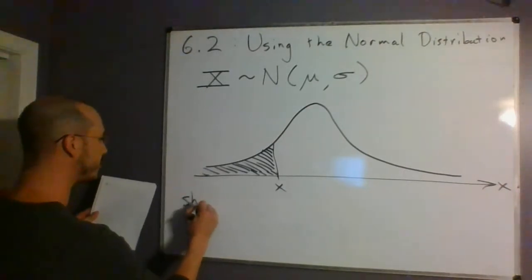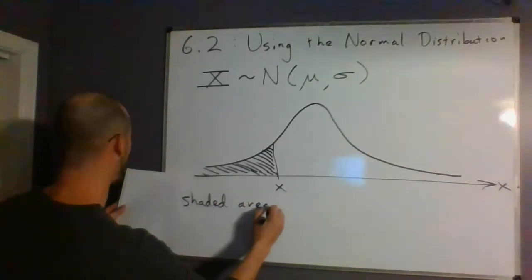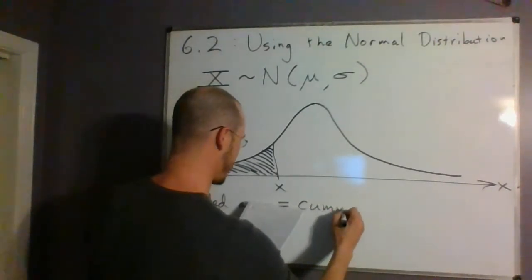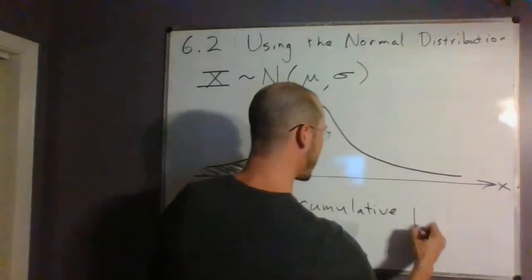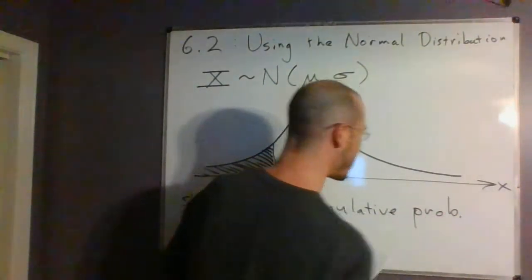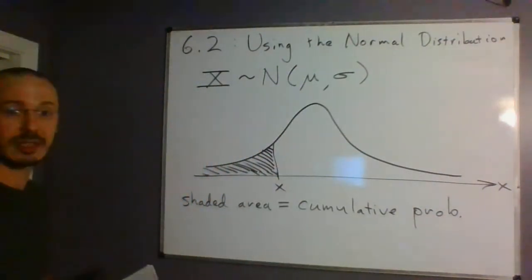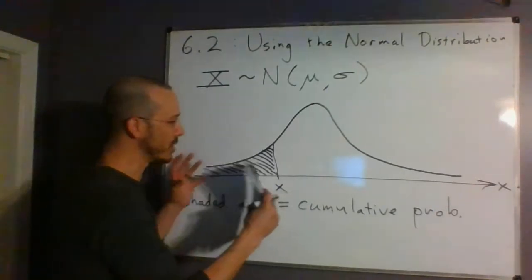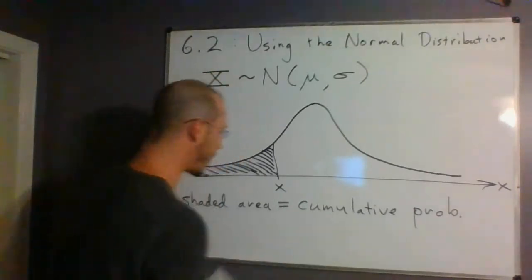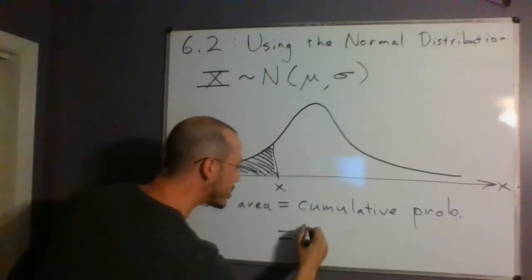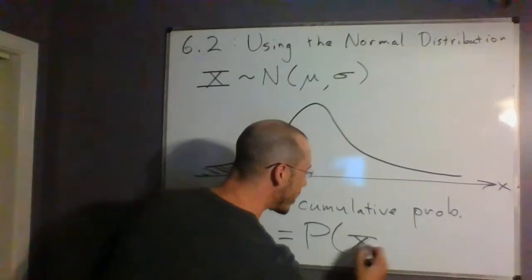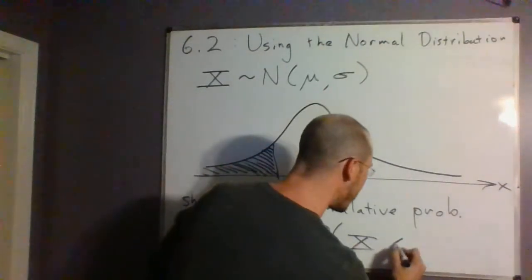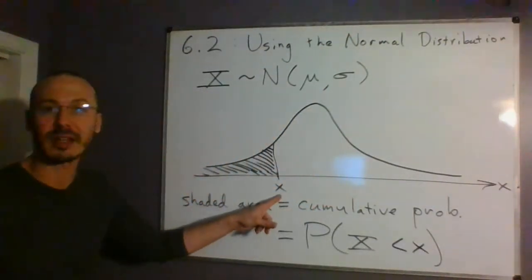The shaded area is equal to the cumulative probability as a function of x. So remember, cumulative, we add up all the smaller probabilities to get the cumulative probability. In the notation we'll use, this is the probability that the random variable itself, the main character here, is less than this value of x.